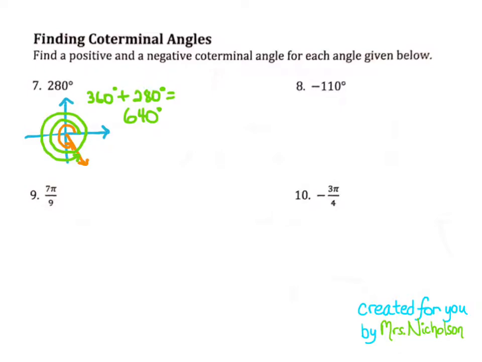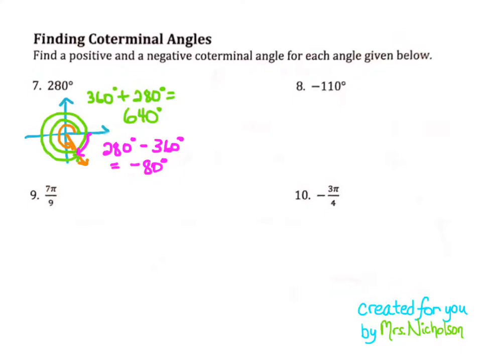Now a negative coterminal angle, that means that I'm going to start here at the positive x-axis but go in the negative direction, which would just be this angle right here, and I can find that by subtracting 280 from 360. 360 degrees minus 280. Actually, I'm sorry, let me back up. I should have done that in the other order so that we come out with a negative angle. 280 degrees minus 360 degrees. That gives me a negative angle, and it would come out to be negative 80 degrees. So basically, when you're finding coterminal angles, you're either adding 360 or subtracting 360.